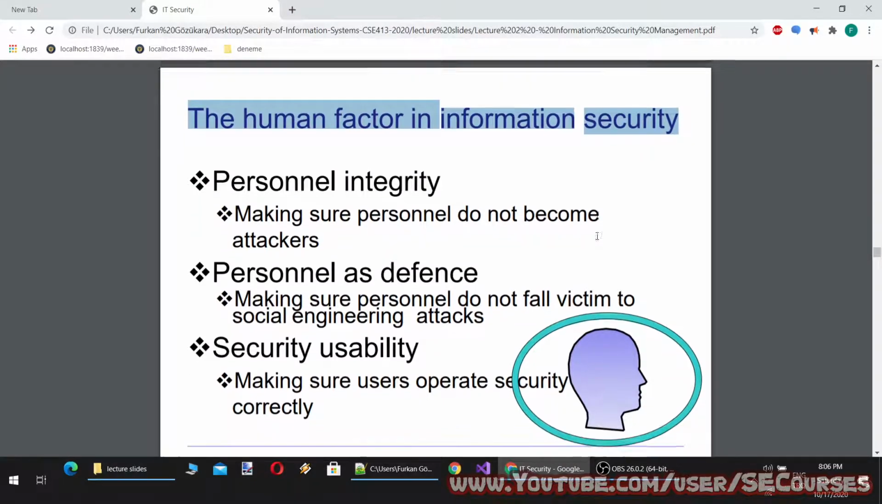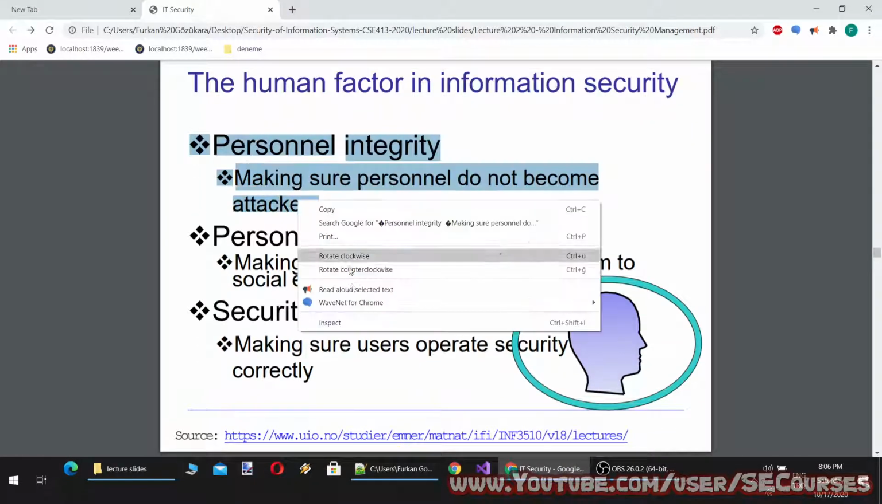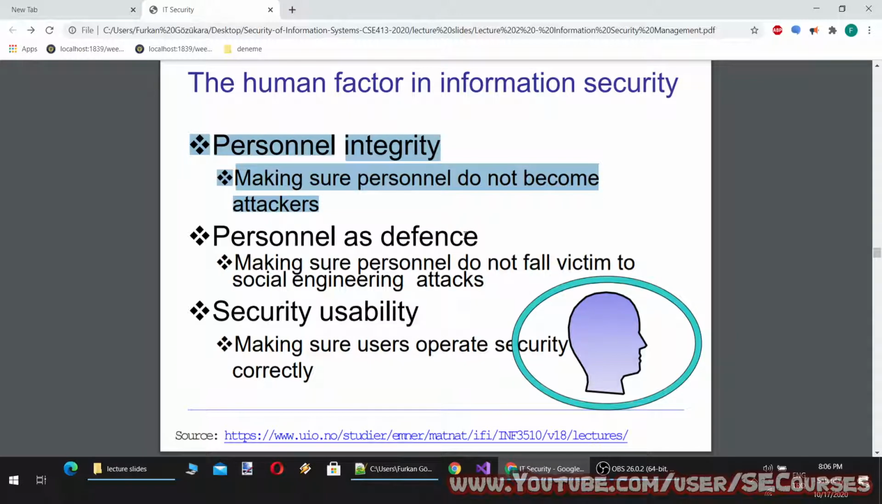The human factor in information security. Personnel integrity, making sure personnel do not become attackers. Yes, so you should be able to be 100% sure that your personnel, your staff, will not attack your system, because an insider can always break your system, and there is always some risk and gain balance.